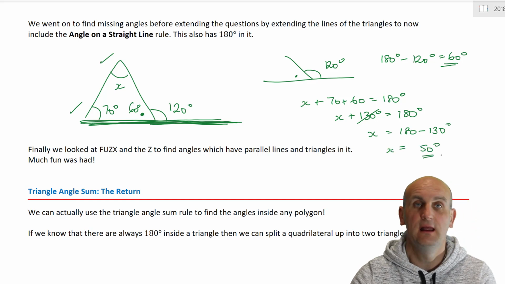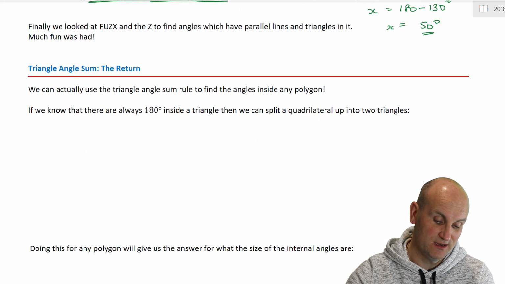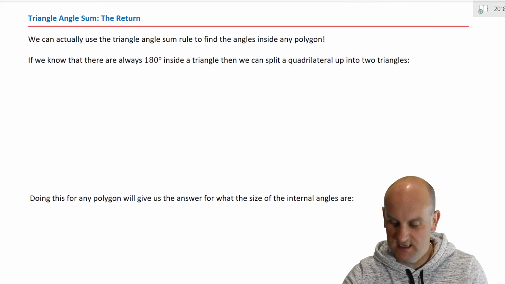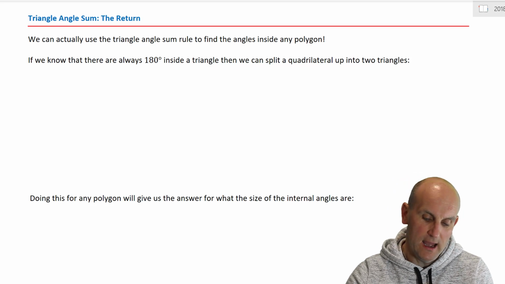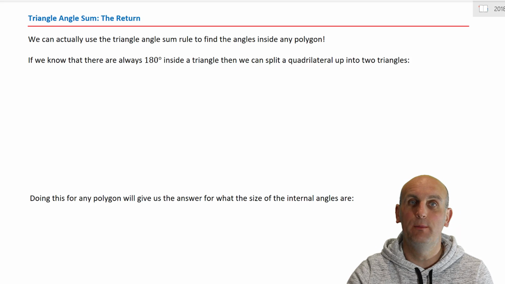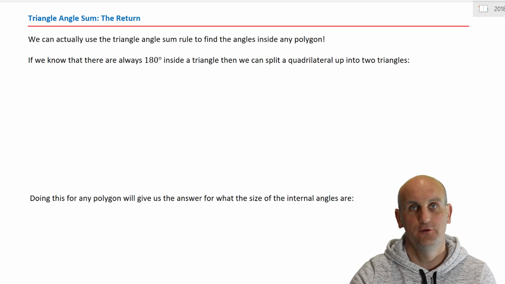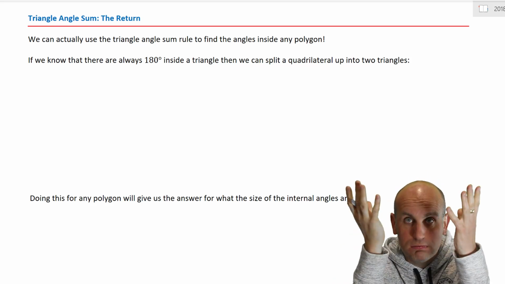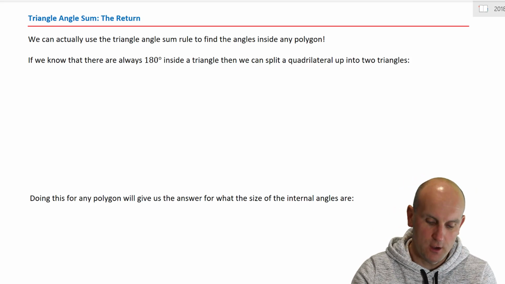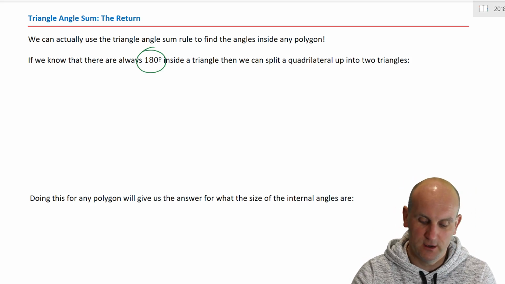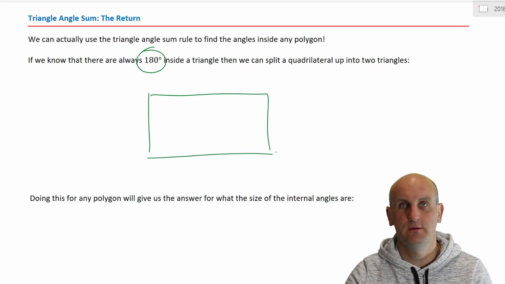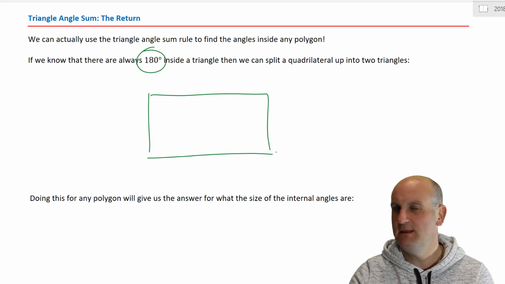Now, using this type of stuff, actually, believe it or not, builds all of the work we need for this particular video. So we can actually find how many internal angles there are in every single polygon using nothing more than a triangle. Mind blown. How do we do this? Well, if we know that there's 180 degrees inside a triangle, we can actually split pretty much every shape in the world into triangles. Maybe that was a bit bold.